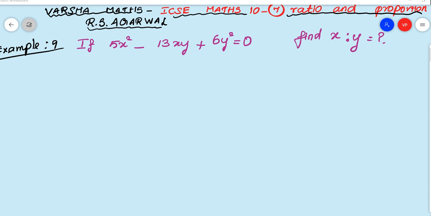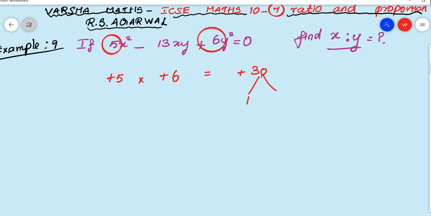Okay, so example 9. If 5x² − 13xy + 6y² = 0, find x:y. This is what we are going to find. This is a very simple problem, kids. It is ultimately factorization. So this is 5 and 6, plus 5 and plus 6. When you multiply we get plus 30, so we have to split this 30.